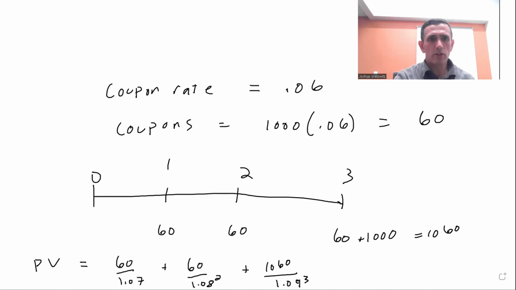So basically, we invest this, we're going to get this annuity back. So let's do this. 60 over 1.07. You don't really need to do equals, just do plus 60 over 1.08 squared plus 1060 over 1.09 to the third, and we get 926.